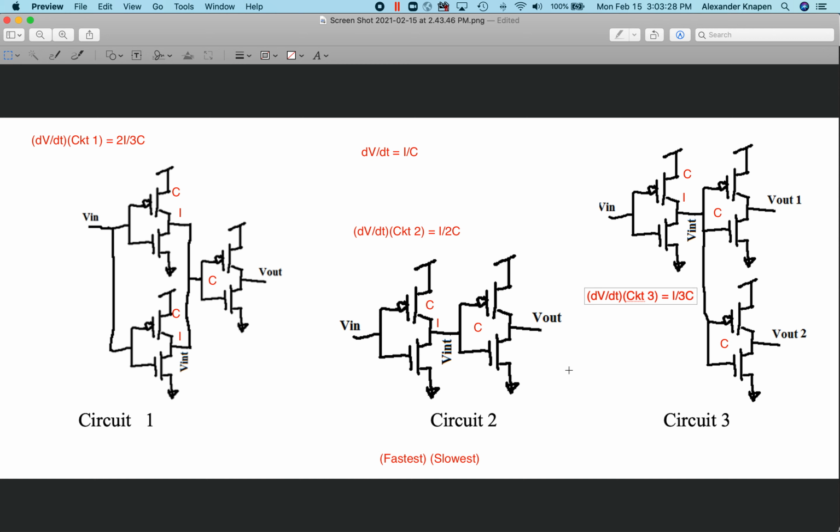So now we have all the information we need to rank them. And so clearly we can see that 2/3 I over C is bigger than 1/2 I over C, which is also bigger than 1/3 I over C. And the bigger this value here, that's saying the greater the rate of change, the greater the speed at which the voltage changes for that circuit, which leads us to conclude that circuit 1 must be the fastest, circuit 2 must be the middle speed, and circuit 3 must be the slowest. So that's how we do that problem.